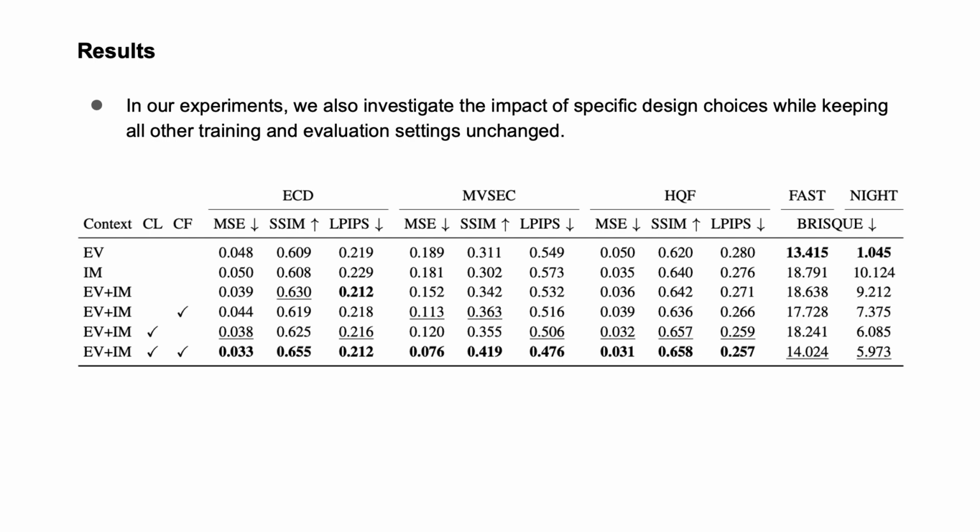When using both events and images, incorporating only the context fusion yields performance improvement on the MVSEC dataset. Conversely, incorporating only the curriculum learning strategy enhances performance on both the MVSEC and HQF datasets. Combining all these components results in our proposed model, which achieves the best scores on ECD, MVSEC, and HQF datasets, and second-best scores on fast and night datasets.